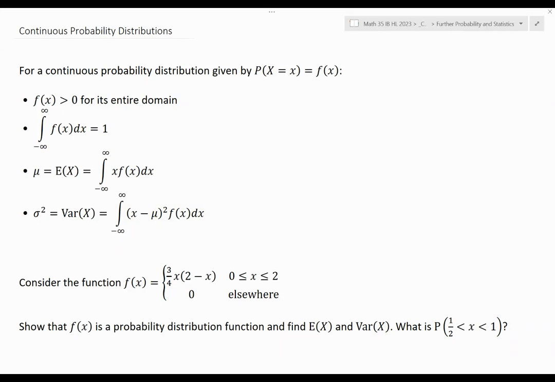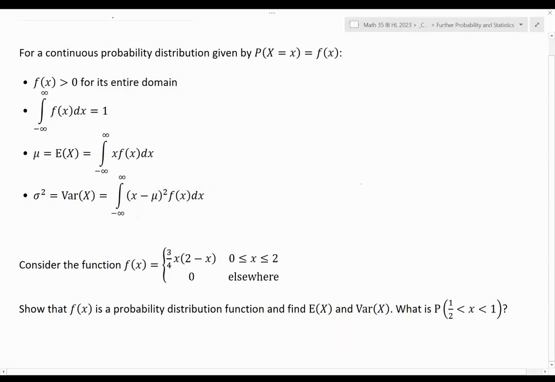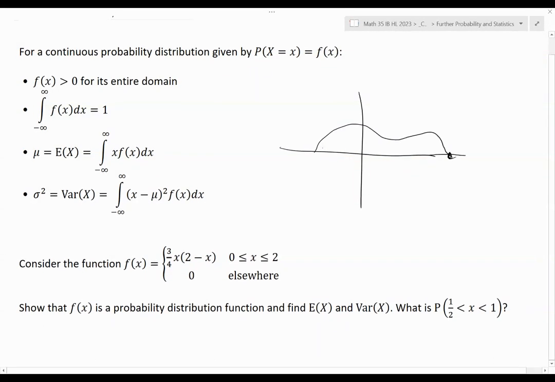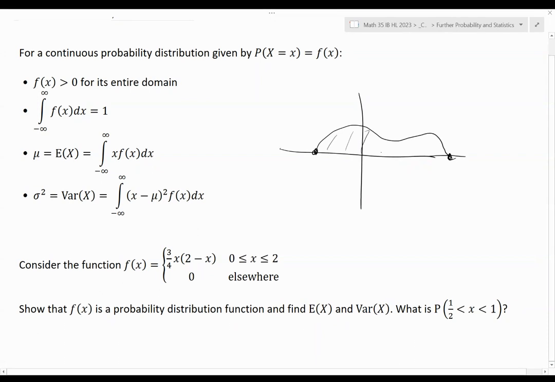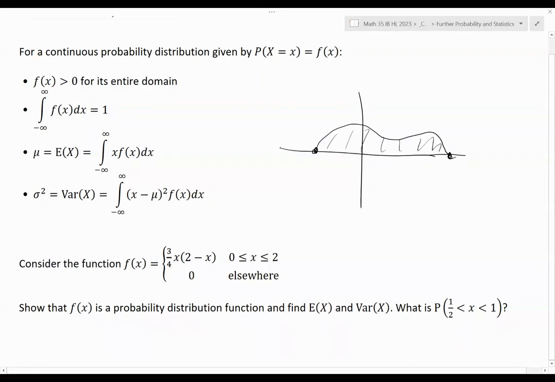Here I've written the integral from negative infinity to infinity, but if the domain is restricted or bounded, then the integral would have those same bounds. This area needs to be 1 because the area correlates to the probability under the curve. So if I have a curve that looks like anything really, it has to be fully above the axis. That total area under that curve must equal 1.